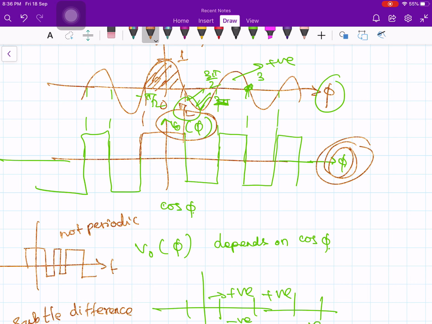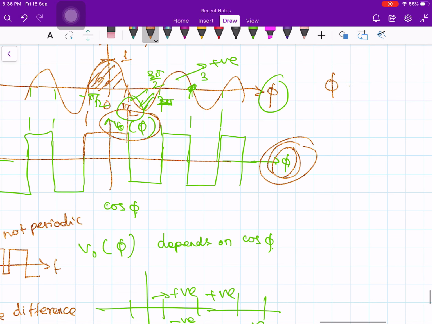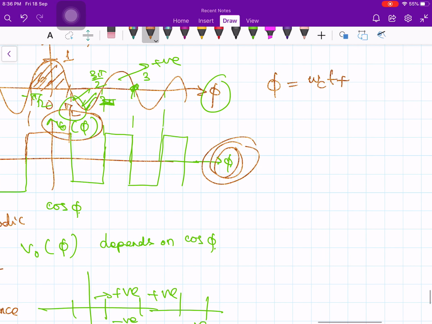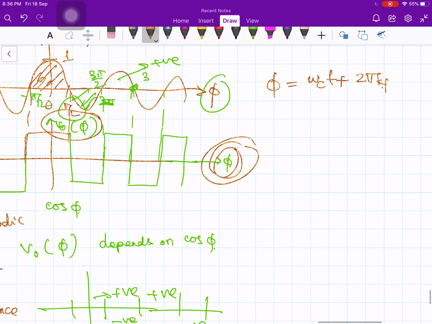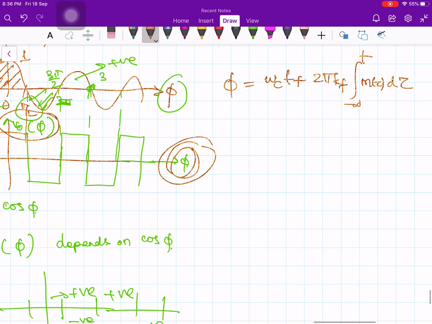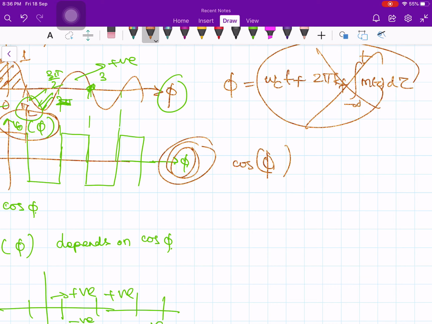Okay, we are not caring how phi depends on time. Okay, we don't, because we said phi is equal to omega c t plus 2 pi k f times the integral from minus infinity to t of m of tau d tau. Okay, we least bother about this, what is happening here. What I am saying is, my phi is after all an argument of your trigonometric function, right? This argument is changing from 0 to 2 pi to 4 pi and 4 pi to 6 pi and so on and so forth. Now I am talking in terms of phi. What happens 0 to 2 pi to 4 pi, 4 pi to 6 pi.